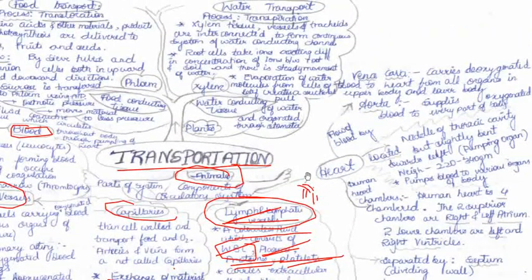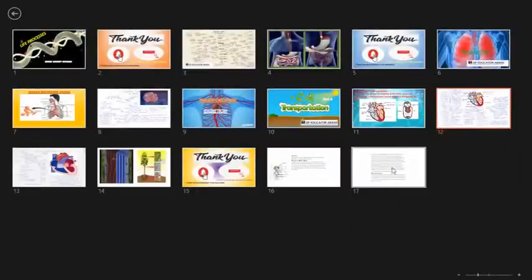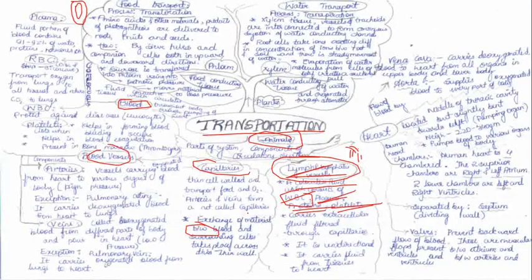Next concept, that is the heart. This is a main component of the circulatory system. This heart is also called the pumping organ. Why is it called a pumping organ? Let us study about it.